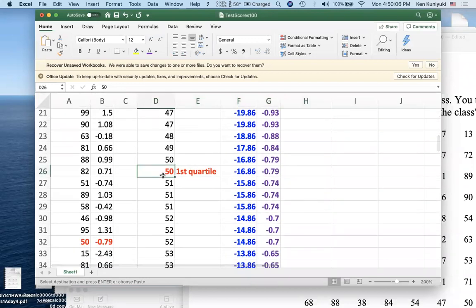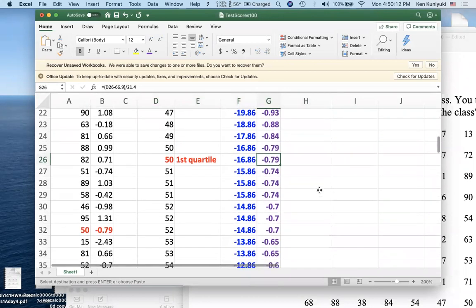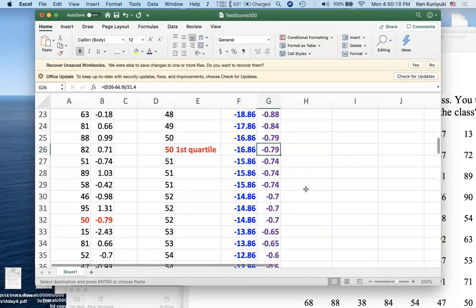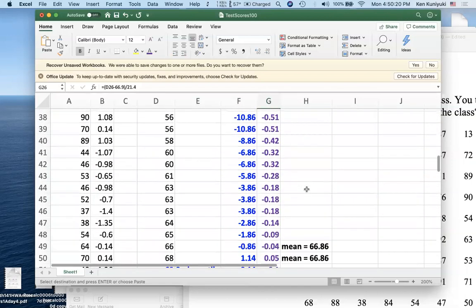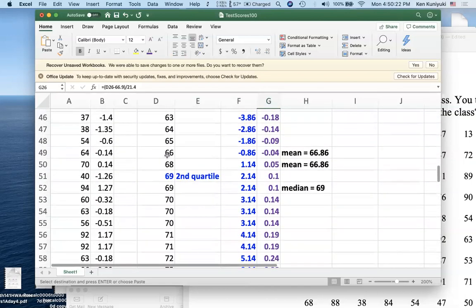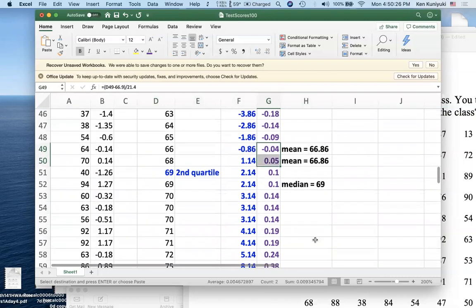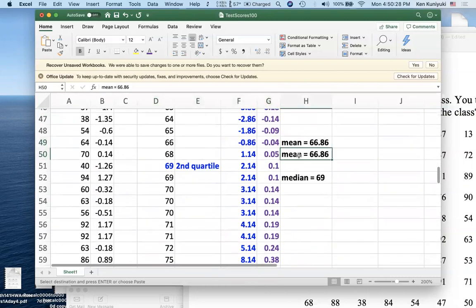If you scored 50 points, you scored a bit below the mean, but not too poorly. You scored about 17 points below the mean, about 0.79 standard deviations below the mean. So you scored below the mean, but not too badly. Here, these are people who scored about the mean. Their z-score is about 0. The mean, remember, was about 67 points.